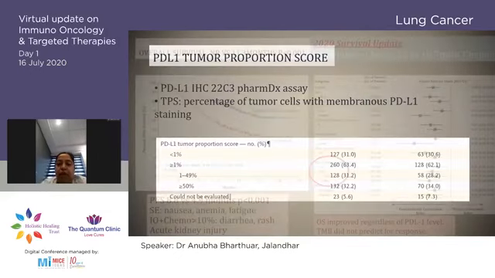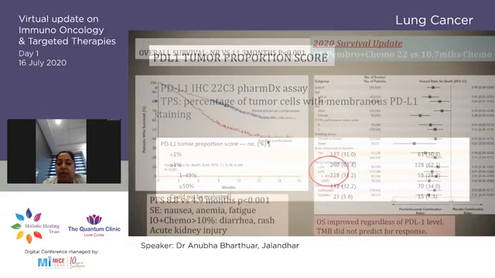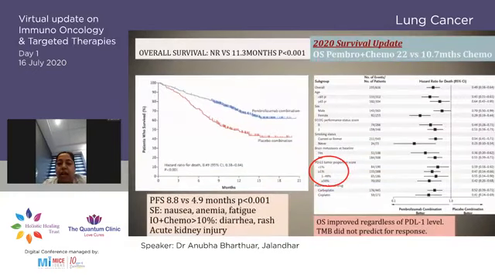As we can see here, for the entire cohort, the overall survival was significantly in favor of the pembro plus chemotherapy combination. At the time the trial was published, it was not reached versus 11.3. And in the 2020 survival update, it was 22 versus 10.7 months. So there was a doubling of the overall survival with the use of pembrolizumab in the patients with a PD-L1 more than 1%. The progression-free survival was also almost double.